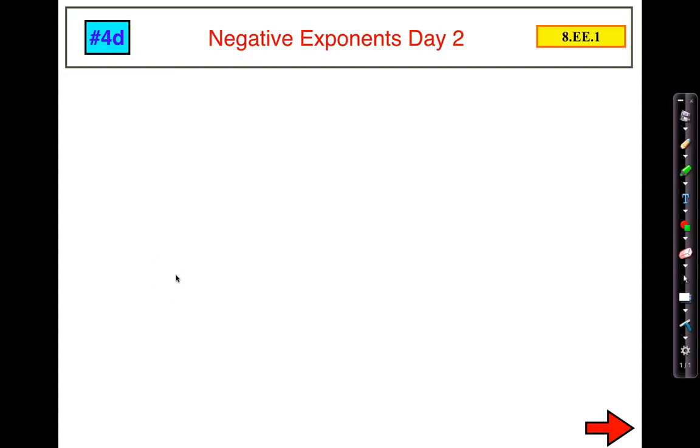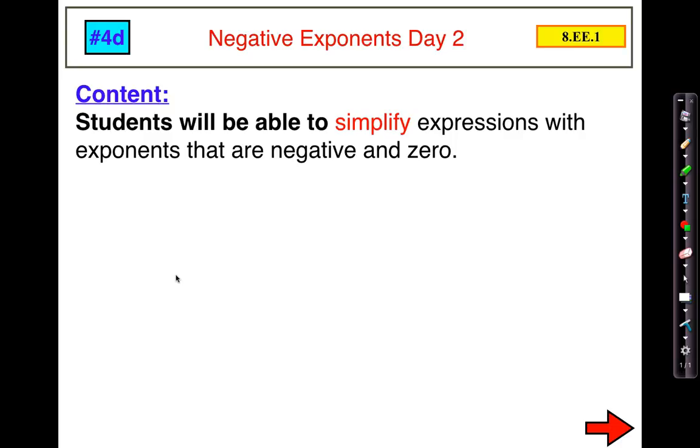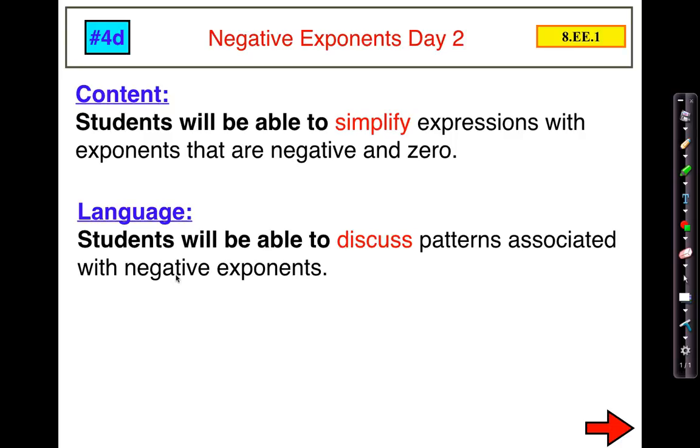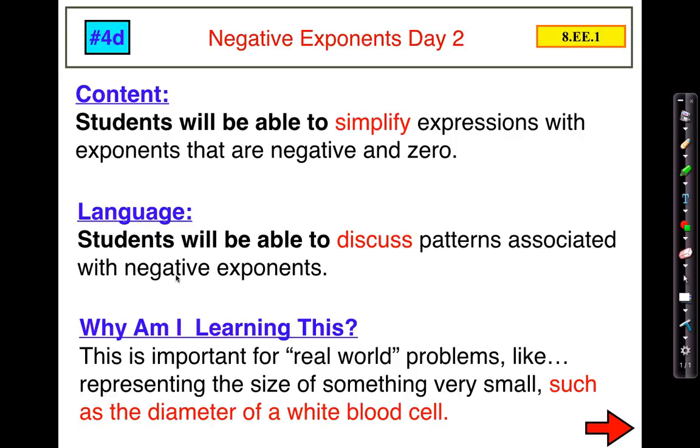Today we're going to be working on negative exponents, day number 2. The content objective is students will be able to simplify expressions with exponents that are negative and 0. The language objective is students will be able to discuss patterns associated with negative exponents. And why am I learning this?